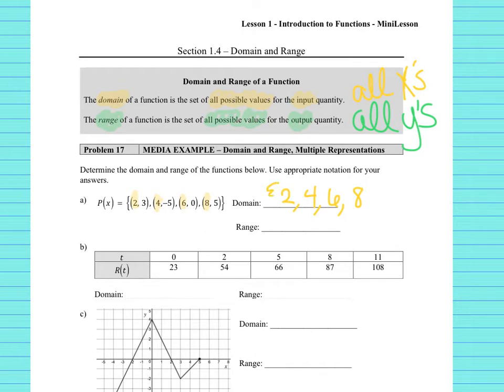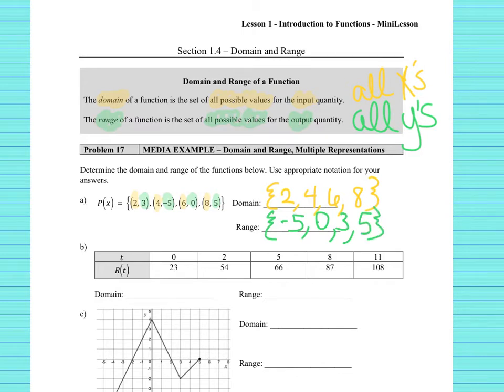Anyway, we do the same thing with the range, but then we're going to look at the y's instead. So, in that same ordered pair set, I have a 3, a -5, a 0, and a 5. Now, those are not already written in order, because 3 certainly is not smaller than 5 or -5 or 0. So I'm going to change the order up a little bit. Smallest number out of those that I just highlighted in green is -5. Then 0. Then 3. Then 5.